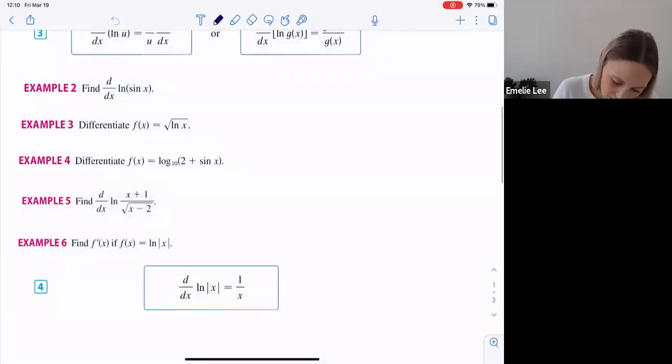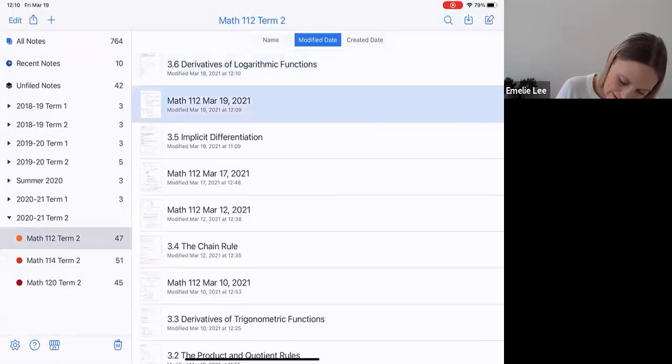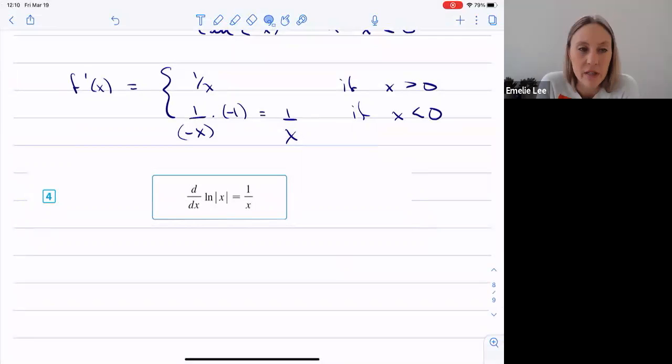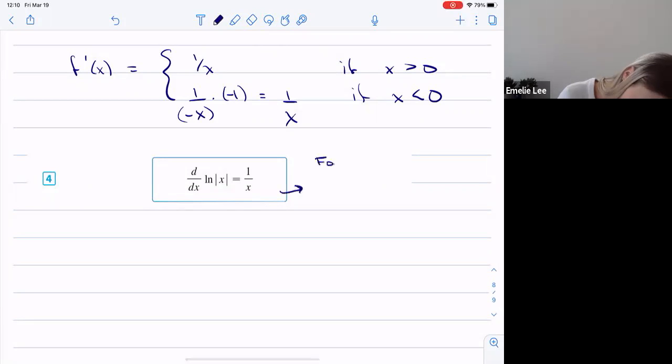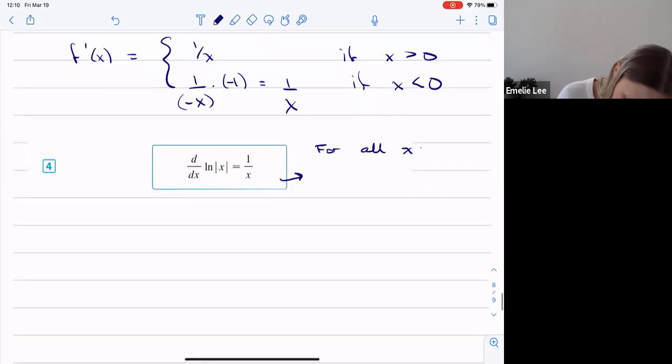So then we have, in fact, established that the derivative of the log of the absolute value of x is just 1 over x for all values of x except when x is 0. This is true for all x not equal to 0. Let's just say it like that, because we can't divide by 0. Good.